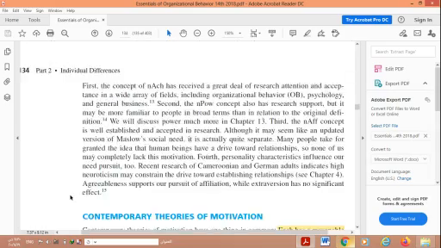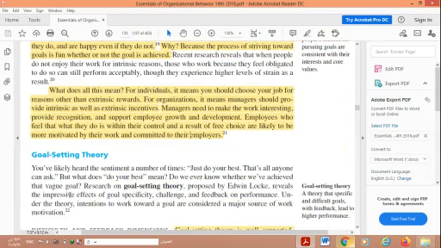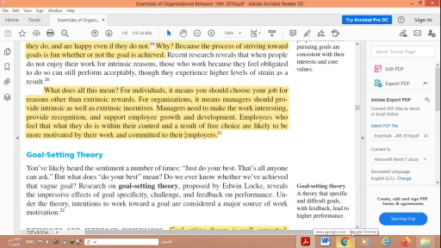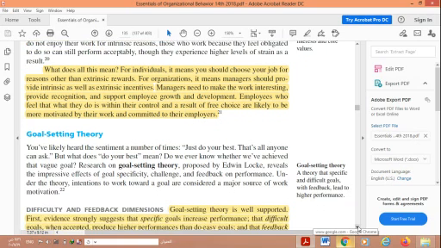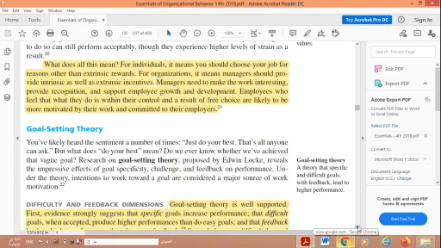Now, we want to talk about the next theory, goal setting theory. Goal setting theory is one of the contemporary theories of motivation. It is a theory that specific and difficult goals with feedback lead to higher performance. So this theory represents that there is a relationship between goals and performance.